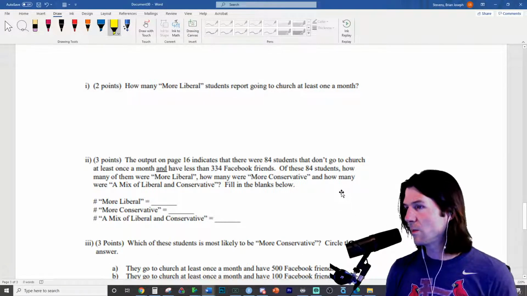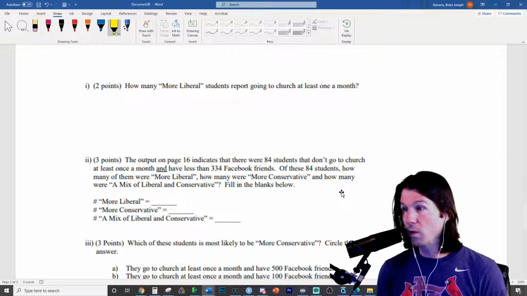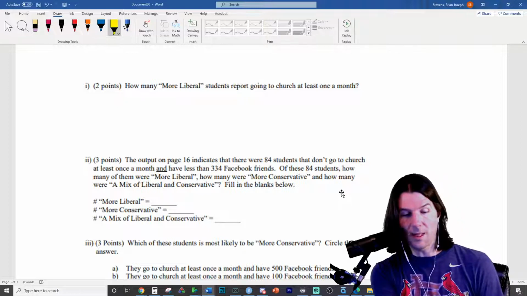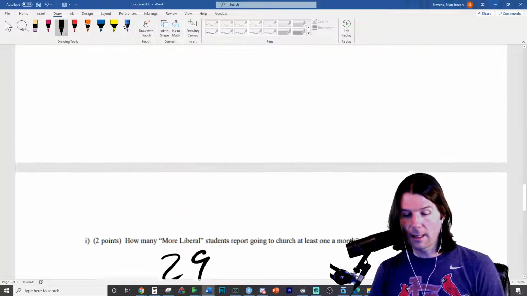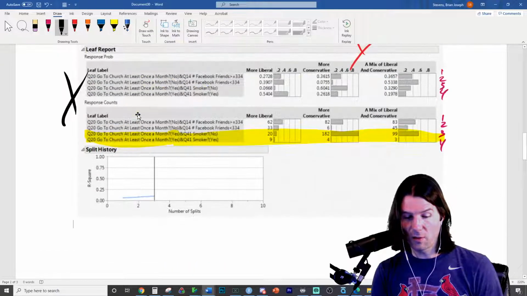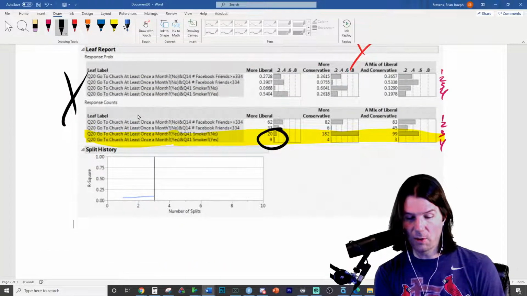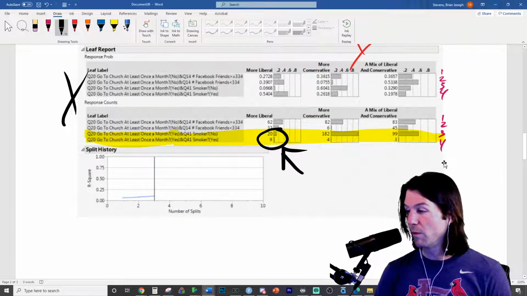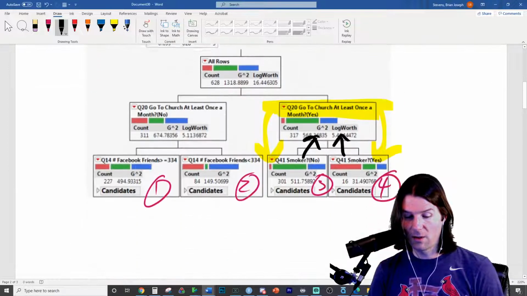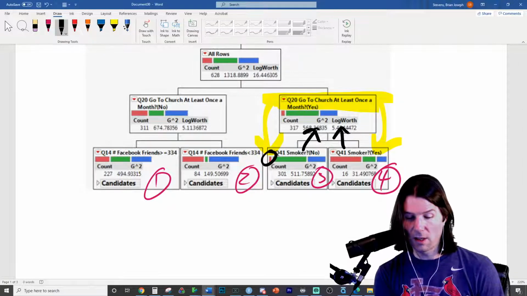And we also did the simulation one here also. So always follow the rules of the simulation. This one says how many. The answer to this question is going to be 29. I got that from adding together these two numbers right here. The more liberal students are these, and they're in this leaf. Notice how this is leaf 3 and 4 right here. Great job. Yep. And so that is going to be these more liberal students right here.